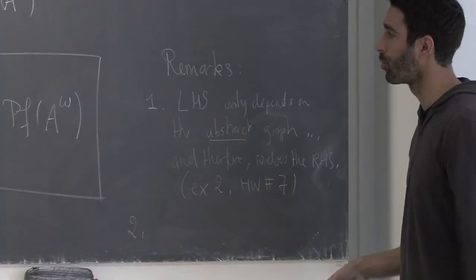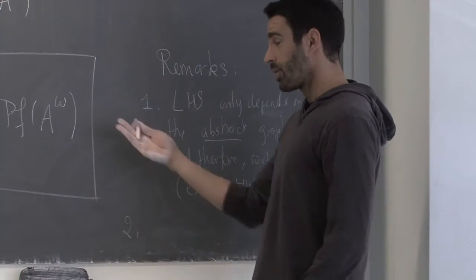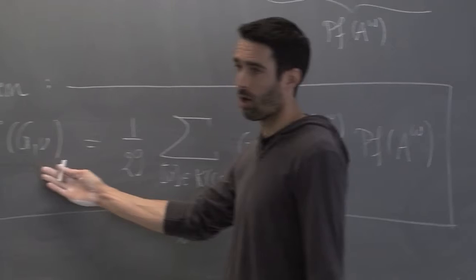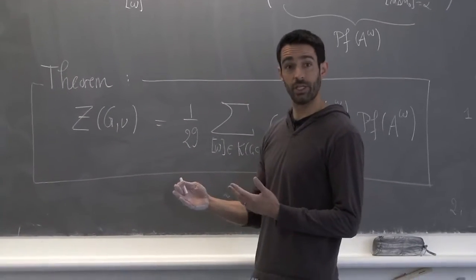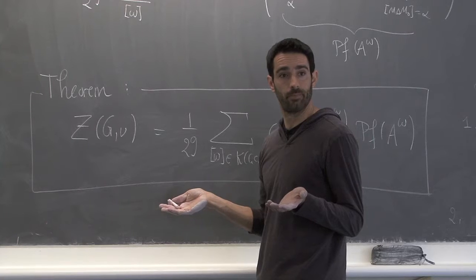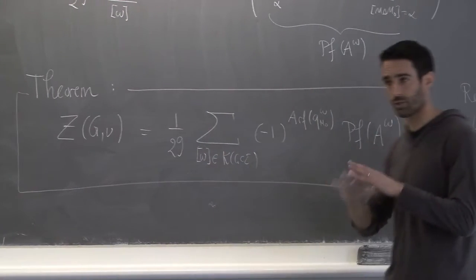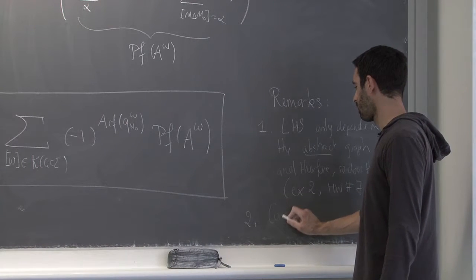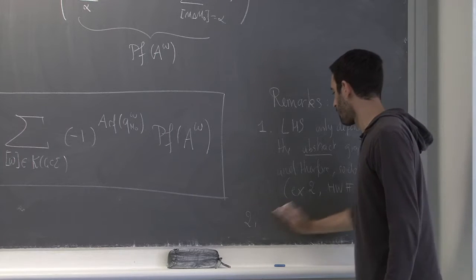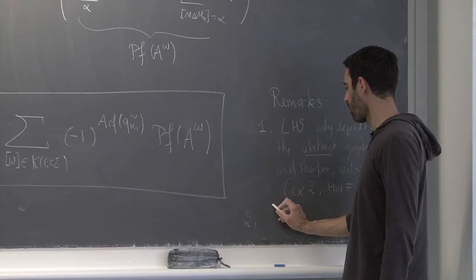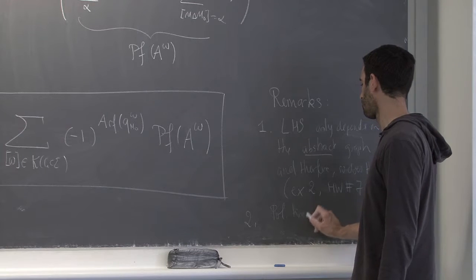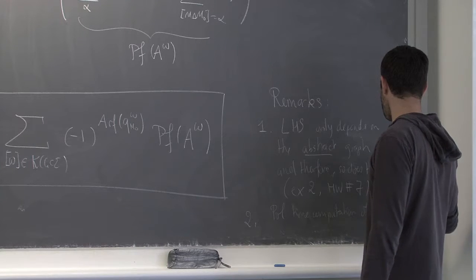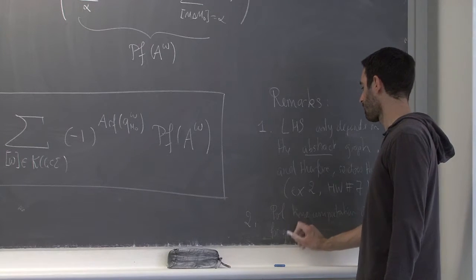And then the second remark, since I organized the class a little bit in this way, in this question of computability and complexity: this result shows that computing the dimer partition function of a graph of bounded genus can be done in polynomial time. The genus of a graph is the minimal genus of a surface where you can embed it. So one can do polynomial time computation of Z for graphs of bounded genus.